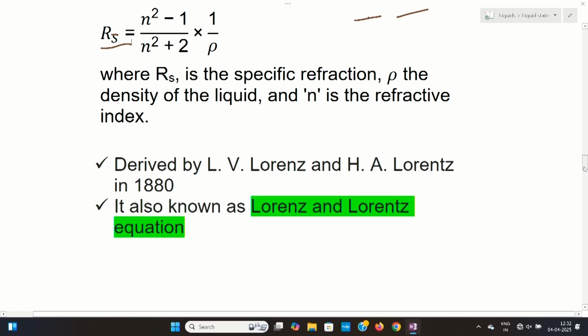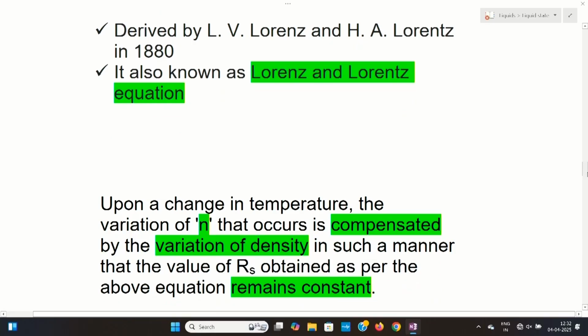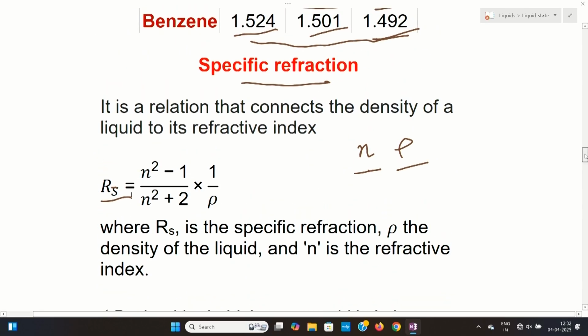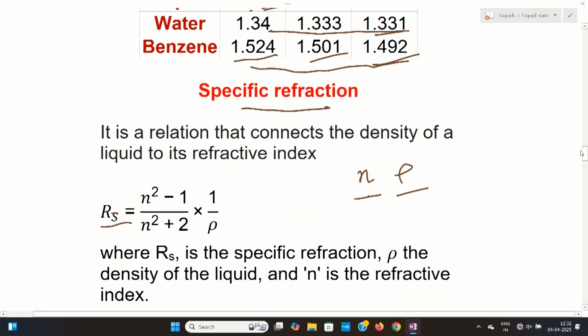Next question is, when we change the temperature, whether the specific refraction will increase or not? That is the question. Here, when we increase the temperature, the variation of the n is compensated by the variation of density. Therefore, the Rs value, that is the specific refraction, remains constant.